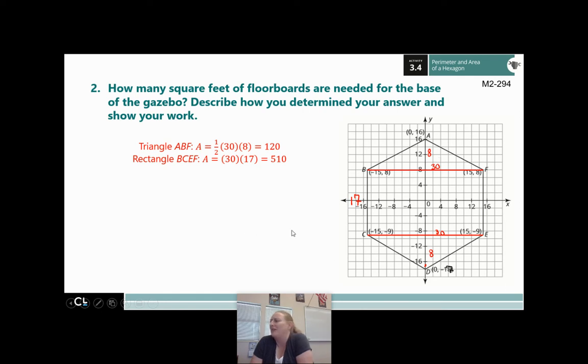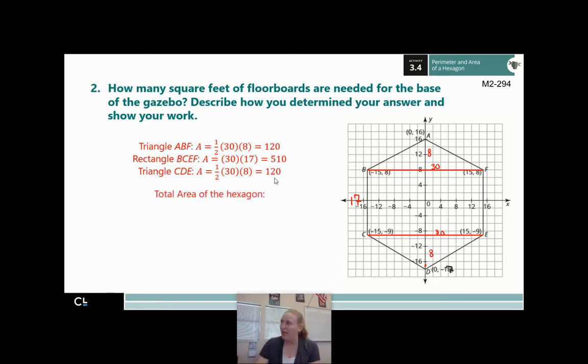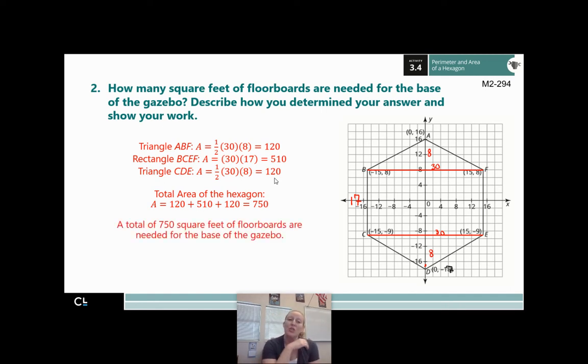Which means that I have triangle CDE. Again, base times height, cut it in half, means again, I have 120. So the total area for this base, if I add those up, will be 750. So I need a total of 750 square feet of floorboards that's going to be needed for the base of the gazebo.